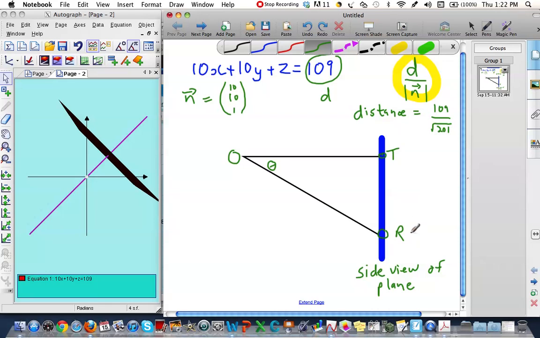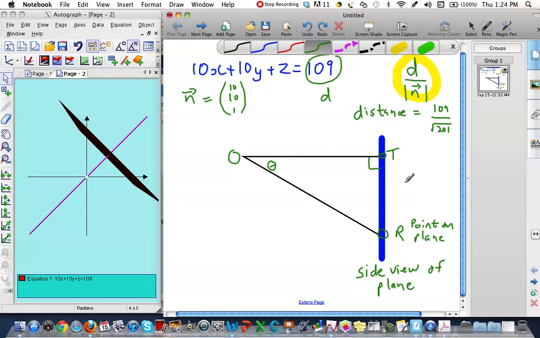The idea would be that R would represent a point on the plane, as would T, but we are going to use point R because it does not have the characteristic that it is joined from the origin to the plane at 90 degrees. And so it's meant to represent any of the points on the plane, and hopefully it's clear on the left hand side that that point would be approximately where I'm showing on the graph.